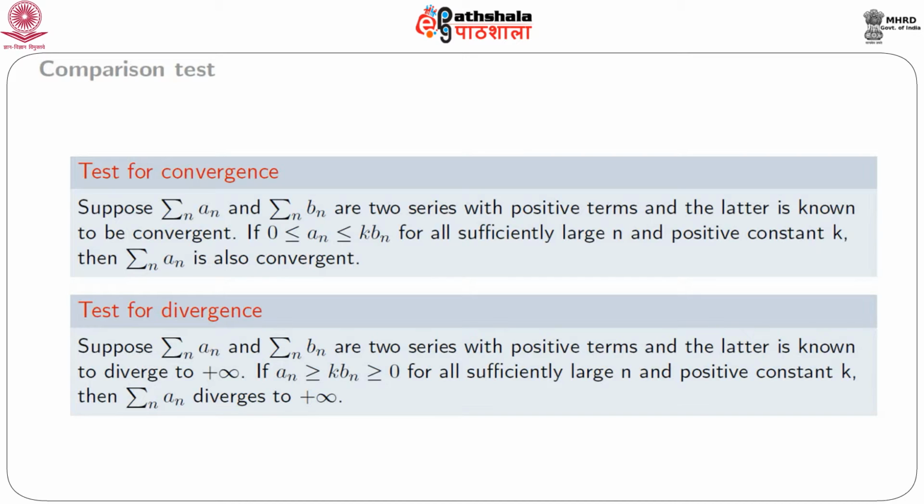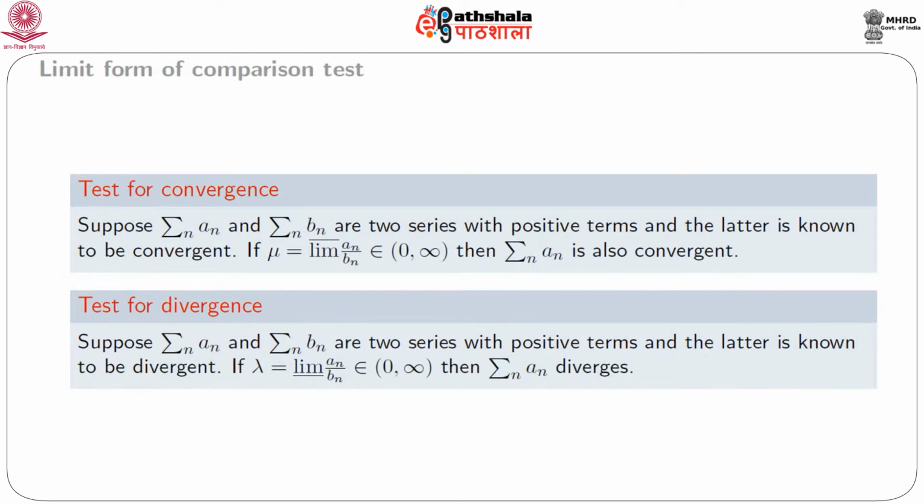We can use some limit form for the comparison test. For this, let us consider first the test for convergence. If summation an and summation bn are two series with positive terms and the latter is known to be convergent, if mu equal to limit superior of an divided by bn is positive and finite, then summation an is also convergent.